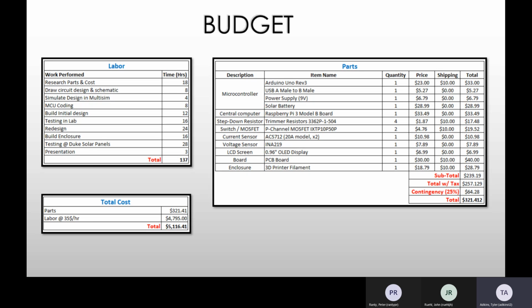And we threw in a little 25% contingency to say, hey, we destroyed a few resistors and our MOSFET's not working correctly. So that's about 25%. So we're thinking a little over $321.